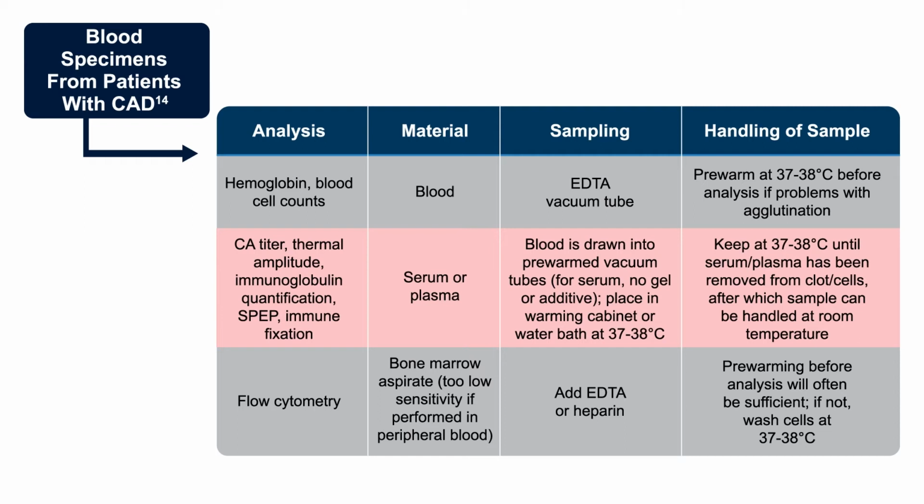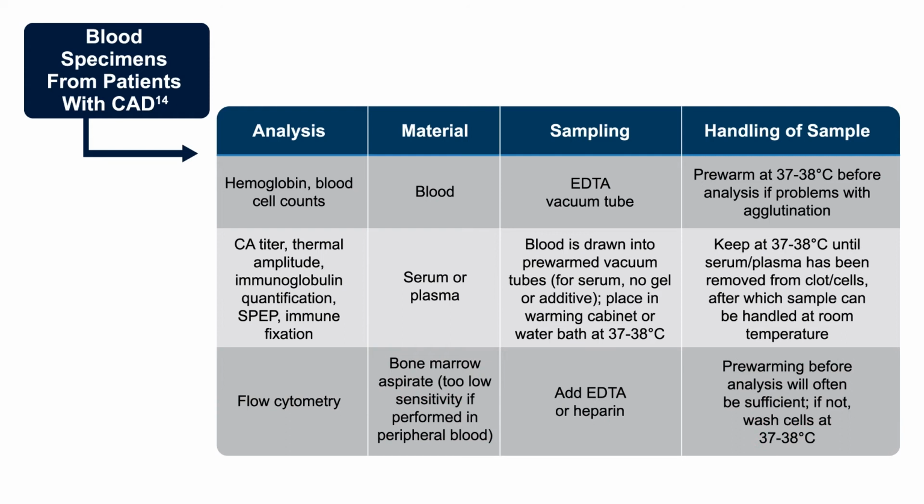or a 37-degree water bath and keep it that way until the plasma has been removed from the clot, at which time the sample can then be handled at room temperature. And if we're doing flow cytometry, we also have to pre-warm, which may not be sufficient, and those cells might need to be washed at 37 or 38 degrees in order for us to obtain an appropriate result.